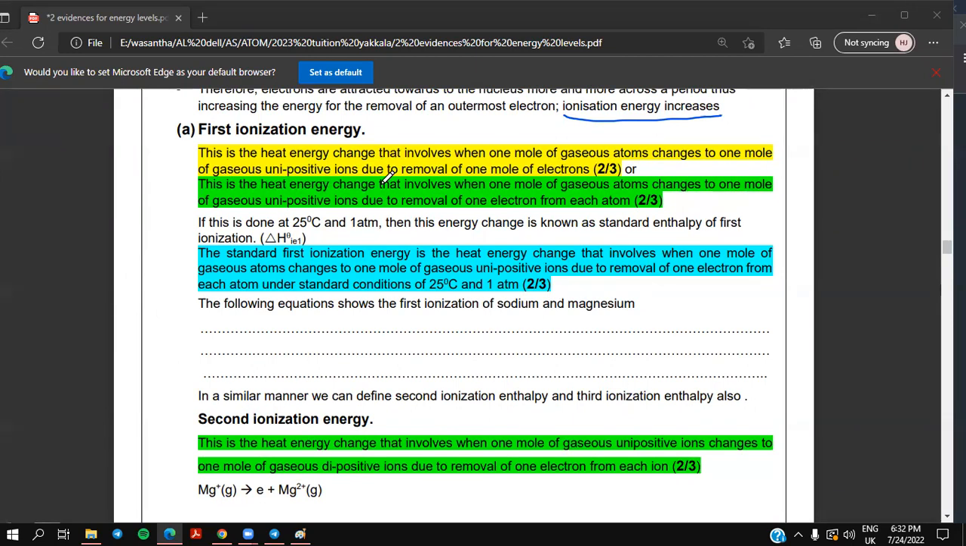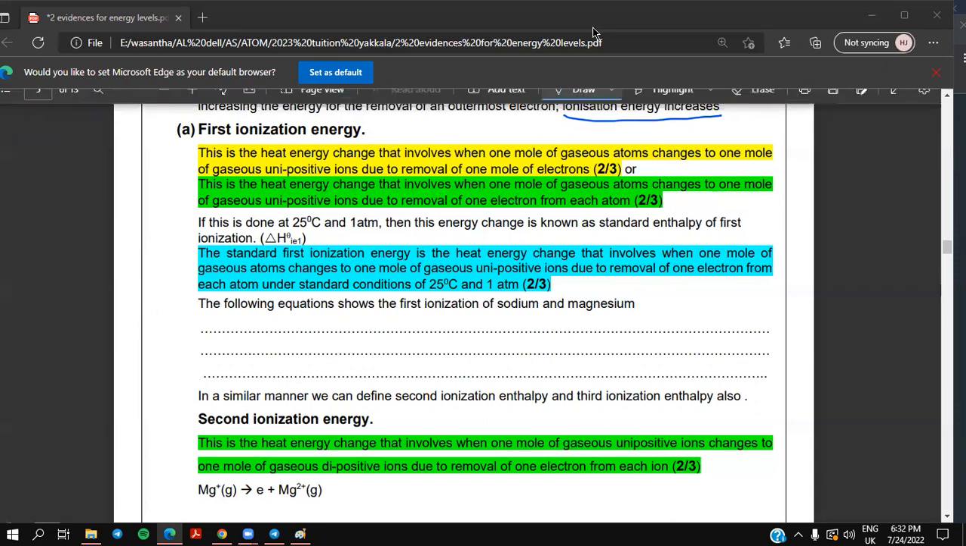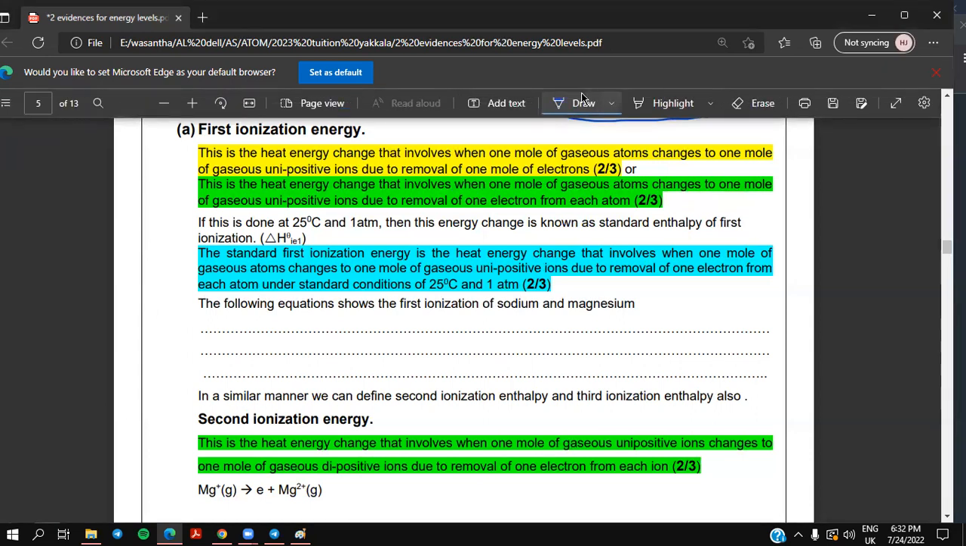This is a heat energy change that involves when 1 mole of gaseous atoms, so far it's the same thing, 1 mole of gaseous atoms changes to 1 mole of gaseous unipositive ions due to removal of 1 electron from each atom. See, that's the only difference. So you can remember any definition. First, I write removal of 1 mole of electrons. In the second definition, I say not 1 mole of electrons, 1 electron from each atom. Already we are talking about 1 mole. So when you remove 1 electron from each atom, that means you are removing 1 mole of electrons from 1 mole of atoms. In your exam paper, you will get 2 to 3 marks for this answer.